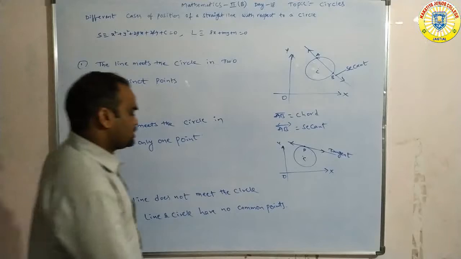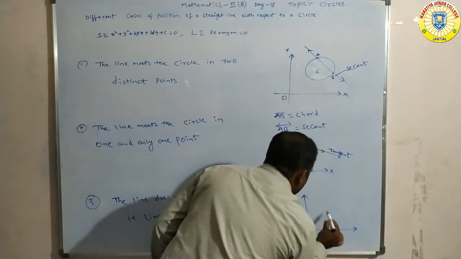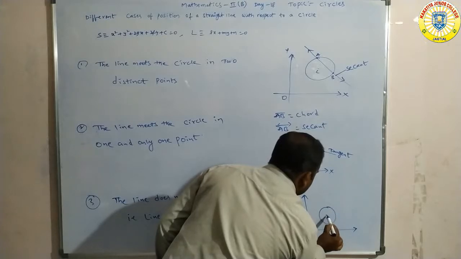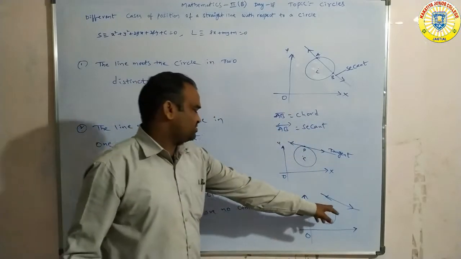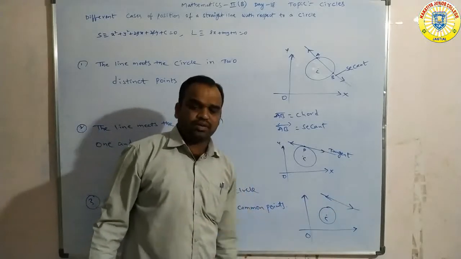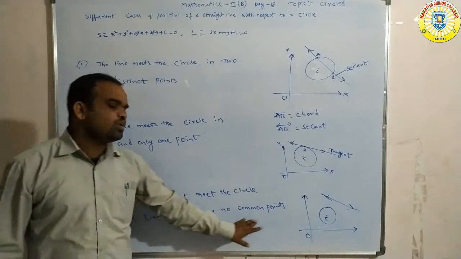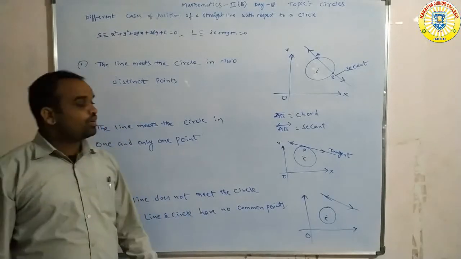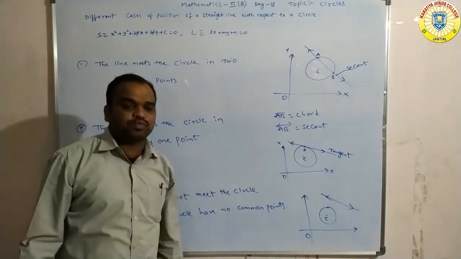Okay now, that is nothing but like this one. Here one is away from another. There is the circle, this is the center, and this is the line. The line does not meet the circle. So the line does not meet the circle, that is nothing but line and circle have no common points. So these are the different cases of position of a straight line with respect to the circle.